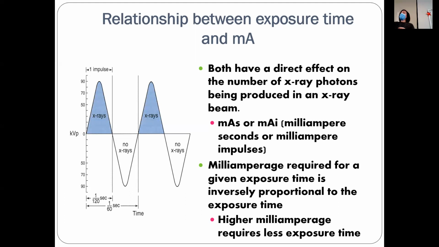So mA, so let's see, we'll go down here. So the milliamperage required for any given exposure time is inversely proportional to the exposure time. So all you really need to know, and you guys can't control mA, so this is all just in theory.